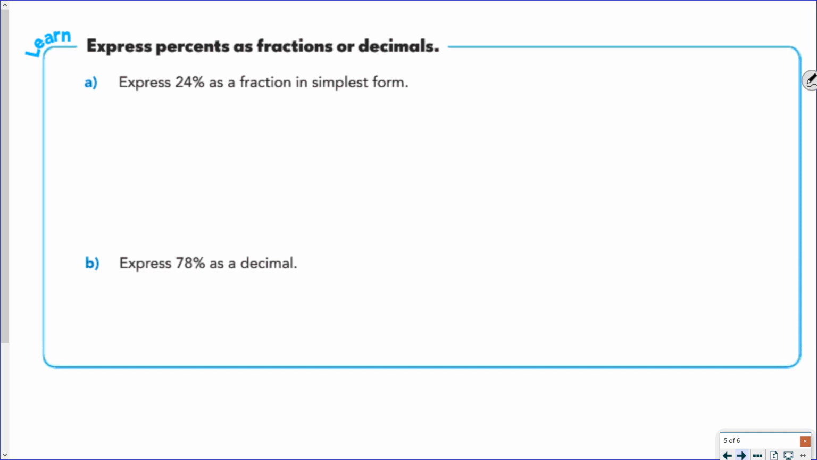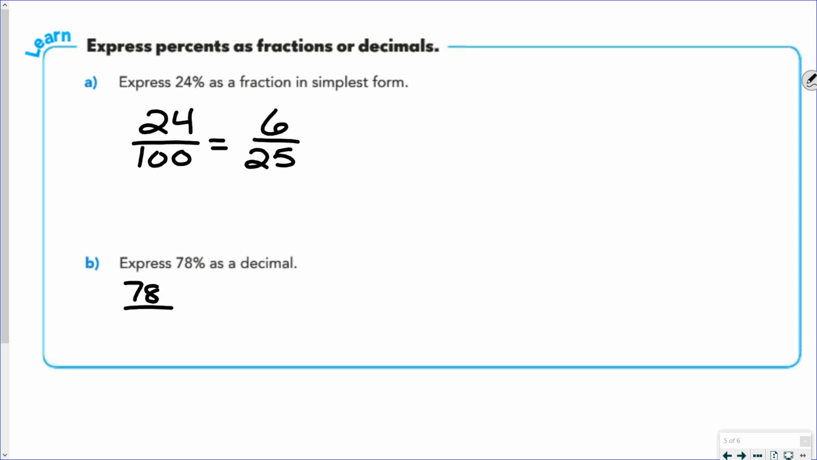And lastly today, we're going to take percents and write them as fractions or as decimals. Well, as we've established, percents mean out of 100. So 24% as a fraction would be 24 over 100, which would then simplify down to 6/25. We want to express 78% as a decimal. Well, we could start with a fraction, which would be 78 over 100. And the proper name for that fraction is 78 hundredths, which means as a decimal, it would be 0.78.